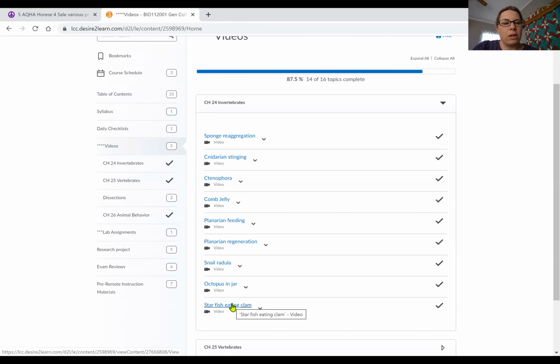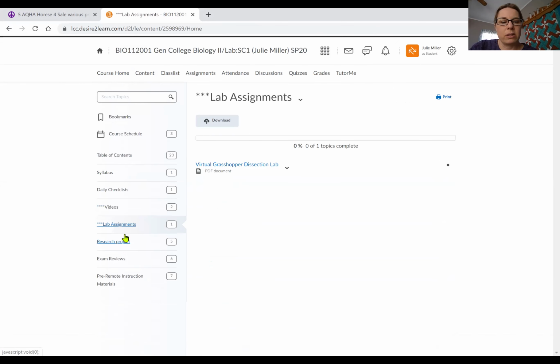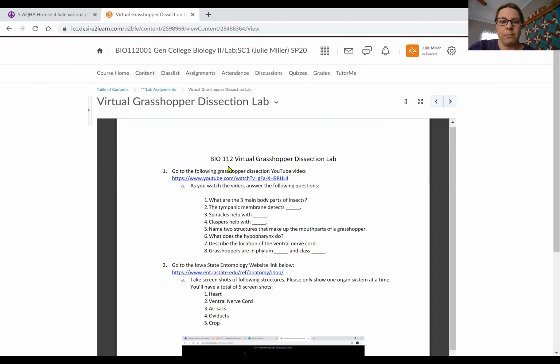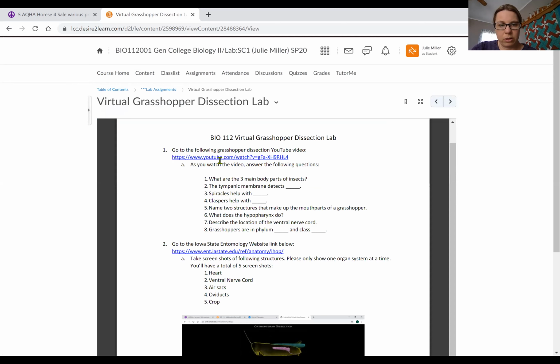And then what you're going to do for the lab section, we're going to do a virtual lab dissecting grasshoppers. And so if you click on lab assignments and then come over here and click on the virtual grasshopper dissection lab, it pulls up this PDF here. Okay, and it has you go to 2 different websites. You're going to watch a YouTube video with a gentleman dissecting the grasshopper, and as you're watching that video, you're going to answer those 8 questions here.